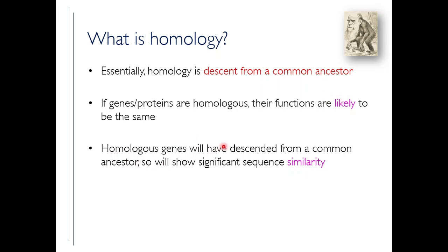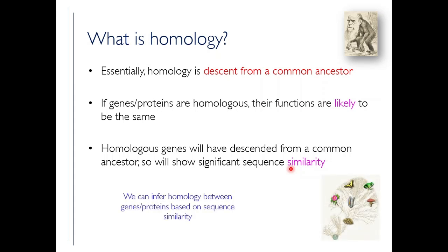Again, homologous genes will have descended from common ancestors, and so they'll show significant similarities in their DNA or base sequences. Note similarity, not identity. So it doesn't mean that they're going to be 100% identical. It just means they are similar. Because don't forget, evolution will have changed that.